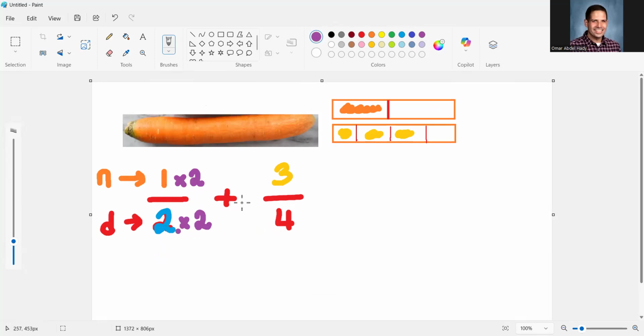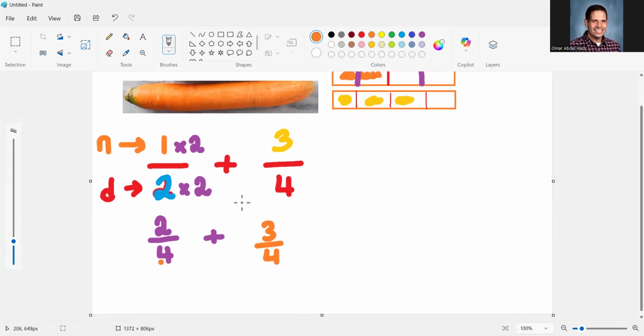So this half, we're going to cut it into 2 parts, because if we do that, it's not going to be in halves anymore. It's going to be in fourths. And the one piece, if we cut it 2 times, it becomes 2. Now we have 2/4 plus the 3/4 that we had originally. Are they cut the same way, those two quantities? And the answer is yes, they're both cut 4 times.